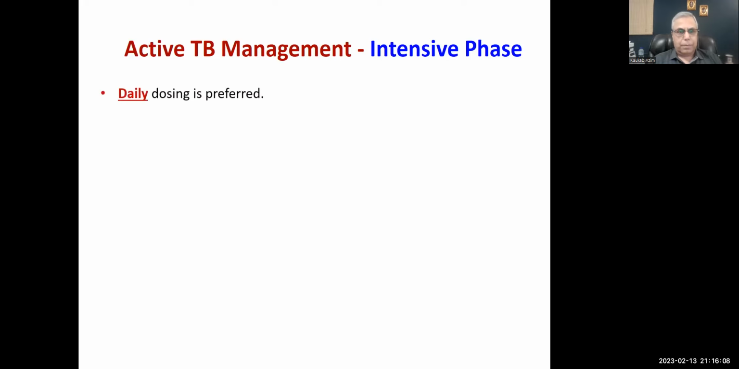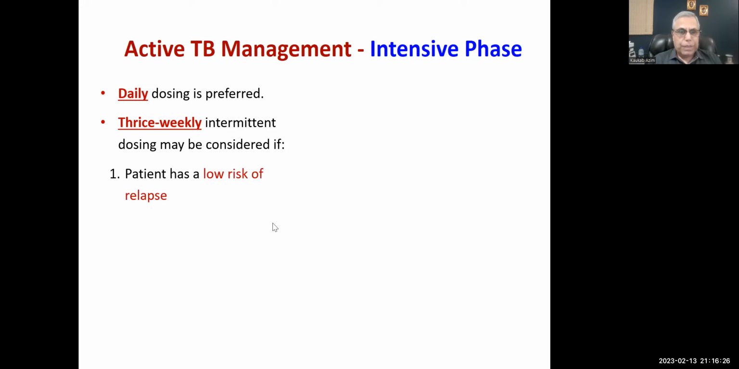So intensive phase, I don't have to tell you again and again, it is rifampin and isoniazid, and we have got daily dosing, thrice weekly intermittent dosing, and twice weekly dosing. Okay. So which patients do we give thrice weekly dosing? Those who have got low risk of relapse. The best is daily dosing. But if the patient is not compliant, is not adhering to therapy, or with these characteristics, like low risk of relapse.